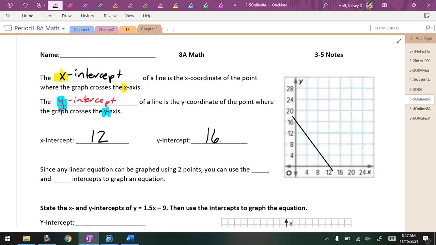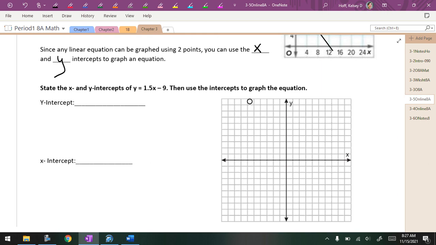Since any linear equation or a line can be graphed using 2 points, you can use the x and y intercepts to graph an equation. Okay, so what they did here is they gave us the graph and then they wanted us to tell what the intercepts are. The opposite of this is a problem like: state the x and y intercepts of y equals 1.5x minus 9, then use the intercepts to graph.